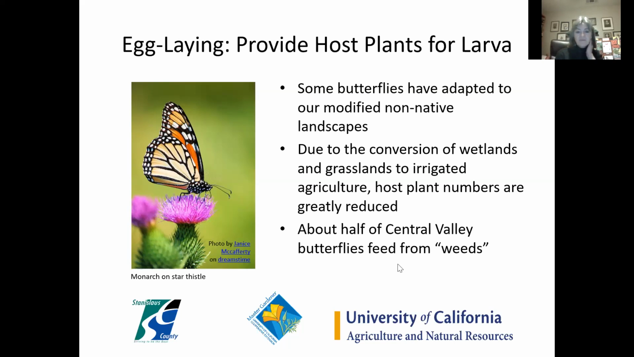Some of our people in our area have been out planting milkweed to help the monarchs have a place to go to feed, but generally most of the natural habitat is gone. It's hard to find thistles, for example, for the painted lady. Most of us don't want thistles in our yard, but half of the valley butterflies feed on weeds. That is what they need for their caterpillars.